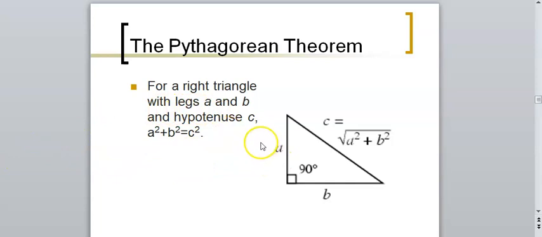For a right angle triangle with two legs, leg A and leg B, the hypotenuse is calculated by adding the squares of the two legs together. So if the hypotenuse is C, then to find my hypotenuse, I square leg A plus the square of leg B, and that gives me C squared. Therefore, to find the hypotenuse, I take the square root of the sum of the squares of A and B, which will be the square root of A squared plus B squared.